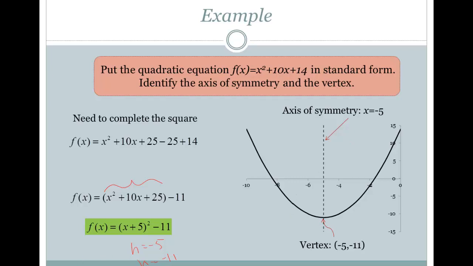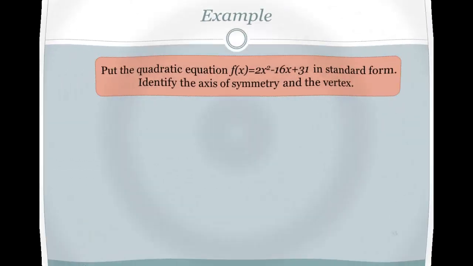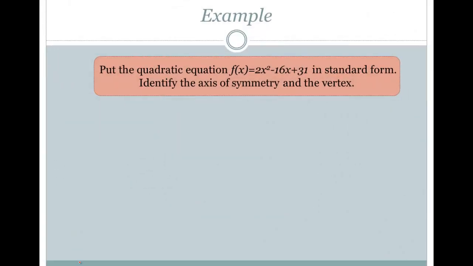Okay, let's do one more. This one's a little more challenging. I know you guys like challenging, so here we go. Again, we need to complete the square, but the difference is I have a leading coefficient here. So I'm going to group these two terms together and factor out a 2. That's what I'm going to do.